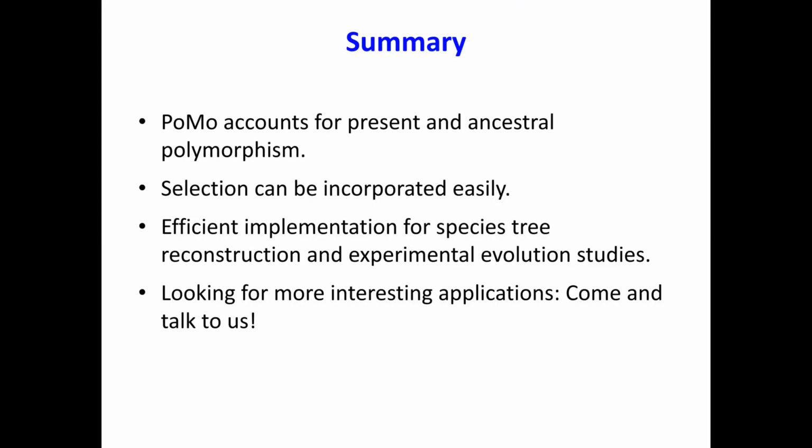So to summarize, POMO accounts for ancestral and recent polymorphism. Selection can be taken into account. There are efficient implementations for species trees, but also for experimental evolution studies. If you have more ideas about datasets, come and talk to us. And I'm obviously also very happy to take questions from the chat now.